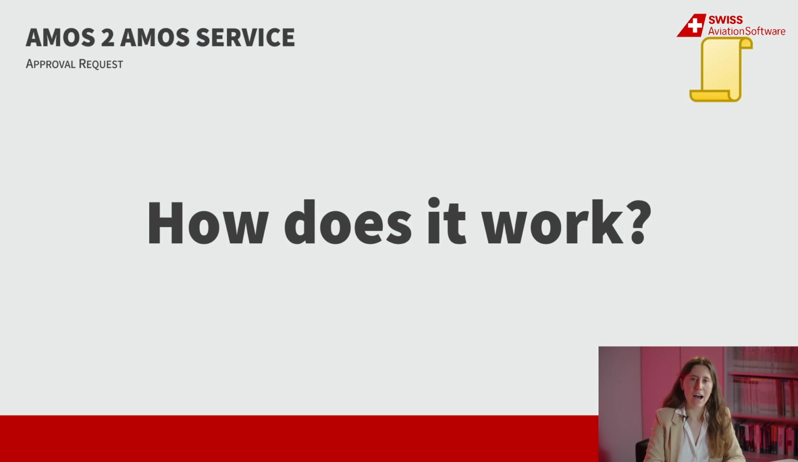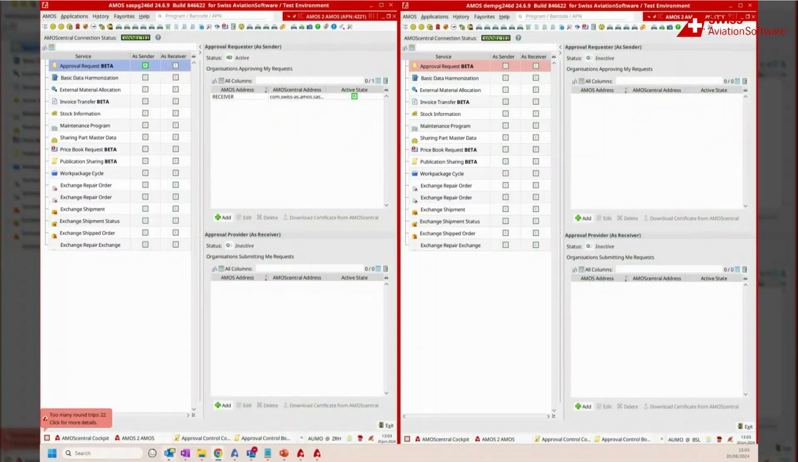And exactly how does this service work? Now I'm going to make you a demonstration of the AMOS to AMOS approval request service. Here you can see I have two AMOS systems. On the left, I have the sender, and on the right, I have the receiver.